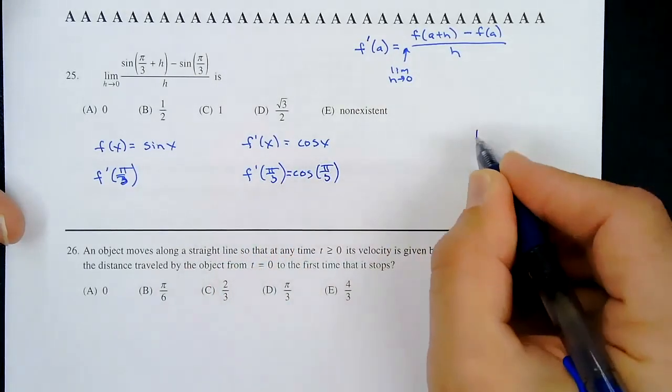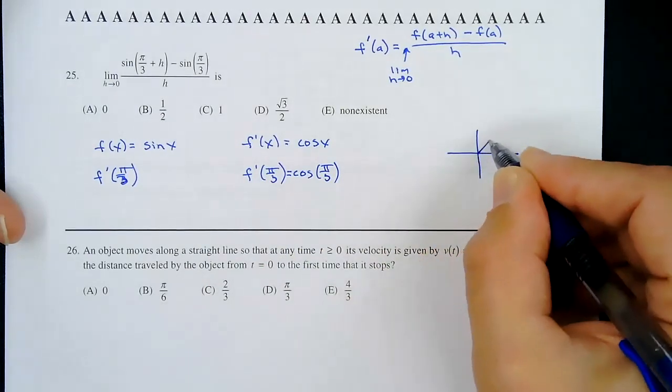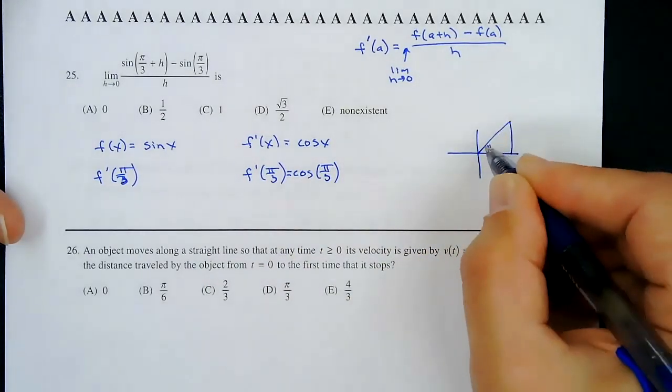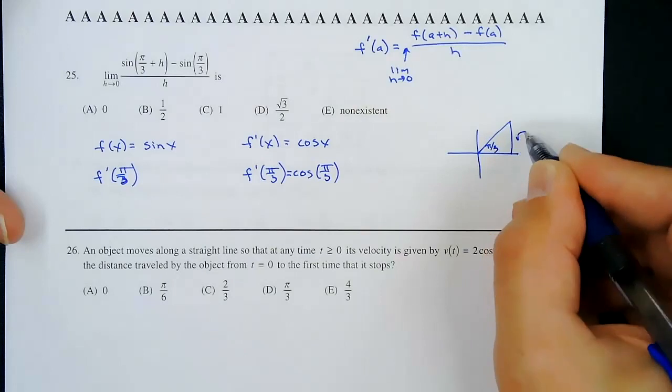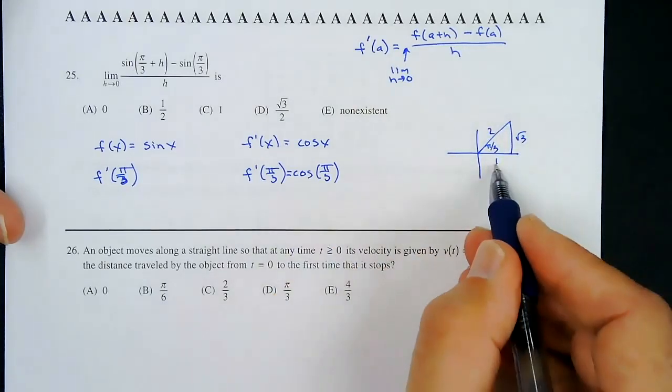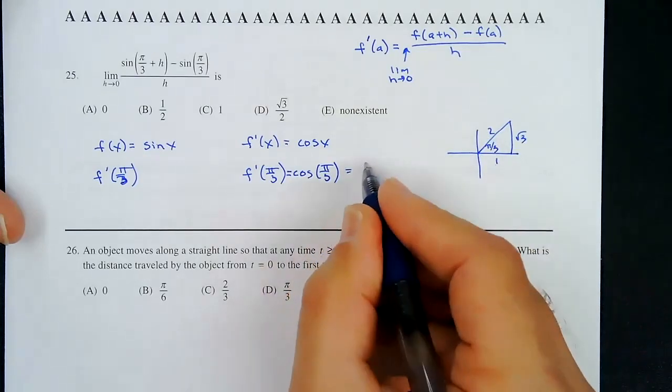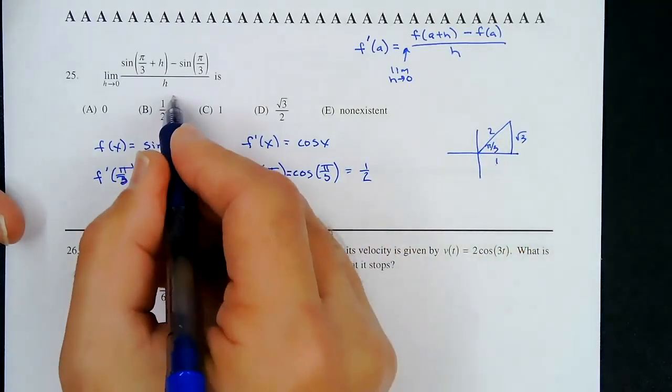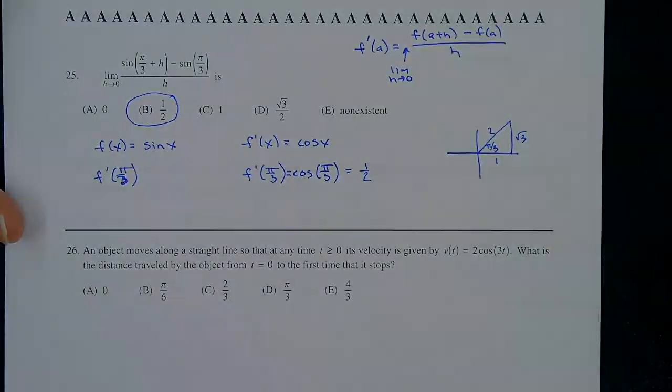So I'm going to draw a diagram for pi over 3. Pi over 3 is in the first quadrant. Opposite pi over 3 is the square root of 3. This would be 1. This would be 2. So cosine would be your x over your r. So this is equal to 1/2. So the correct answer is B.